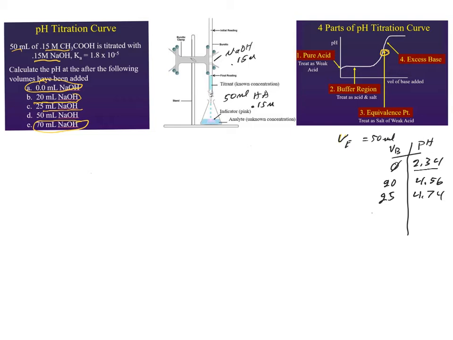Now we're at 50 mils, which is the equivalence point. So we've formed the salt. We've formed the conjugate salt of acetic acid. But we've done two things. We've formed the salt and we've diluted it.